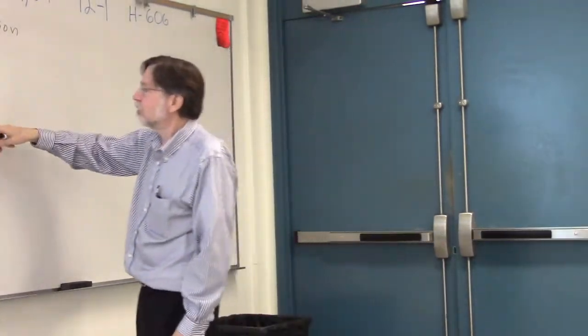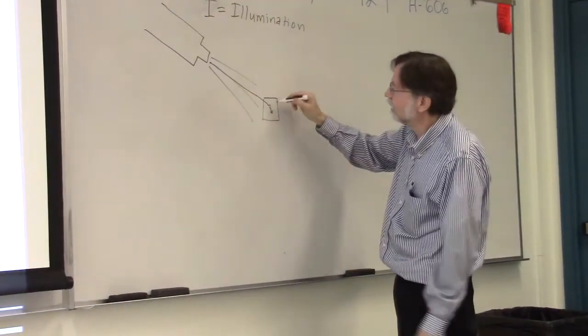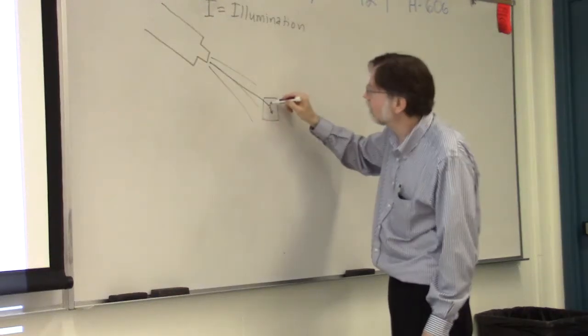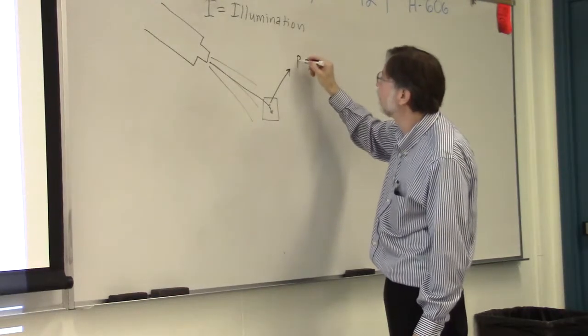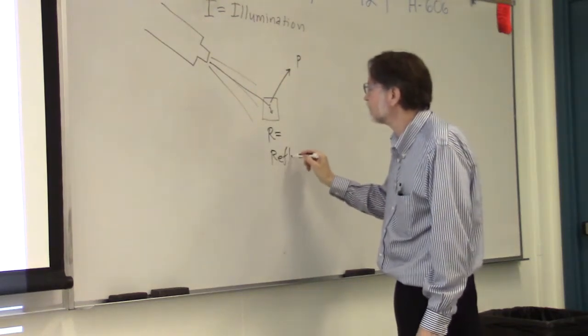All right? So here's a pigmented surface. It's reflecting some of the light, but it's absorbing some, which means it's warming up. And some of it's reflecting off. R is a property of an object, its reflectance.